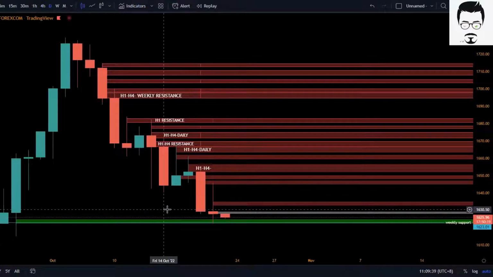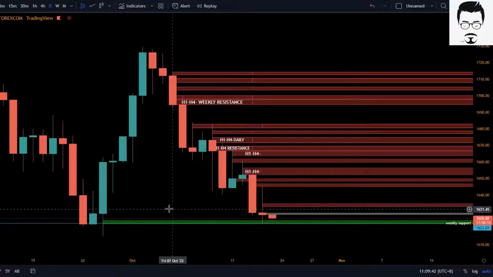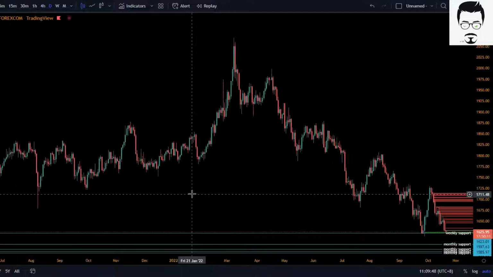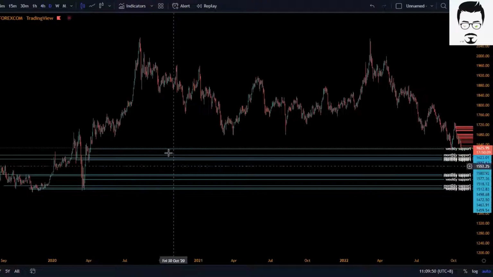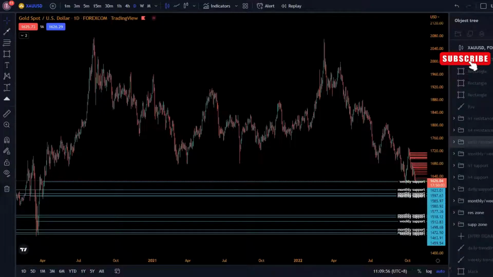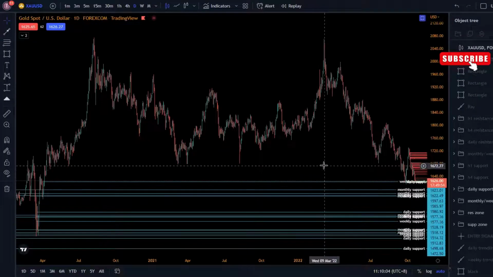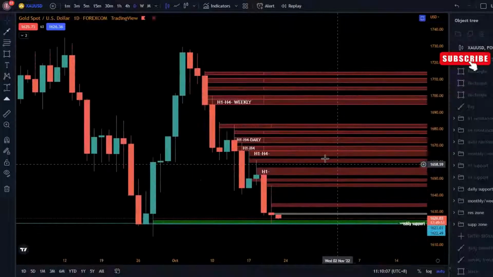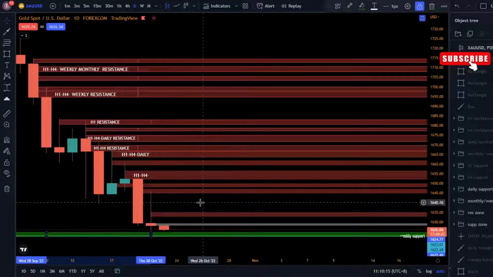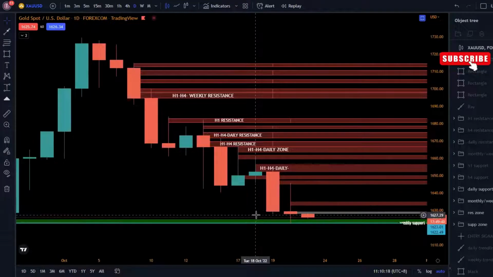If it does not break, again the gold will shoot up. So there you go. So these are the weekly and monthly supports. So if I turn on the daily support, okay, so there you go. So the weekly and daily supports are almost coinciding lines. So this zone is very much the buying zone that I was looking for.